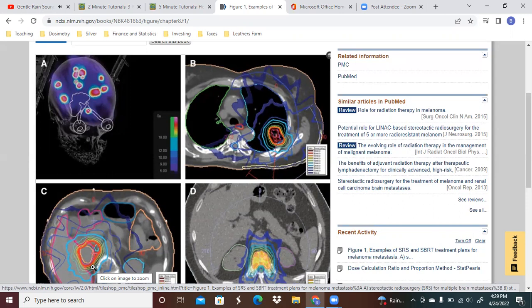So I hope that's a pretty good synopsis here of these 3 concepts and what they mean as far as planning is concerned.